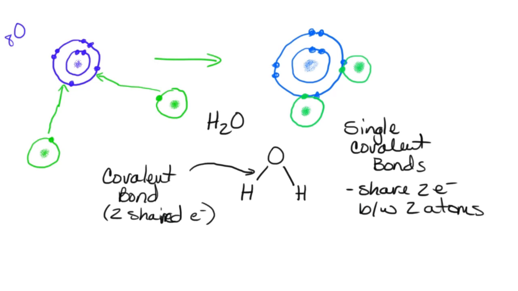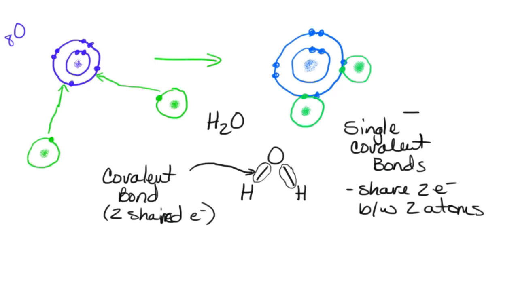There is one single covalent bond between the oxygen and this hydrogen, and there is one single covalent bond right here. And we do designate a single covalent bond by just one of those lines that you're seeing in this picture of the water molecule.